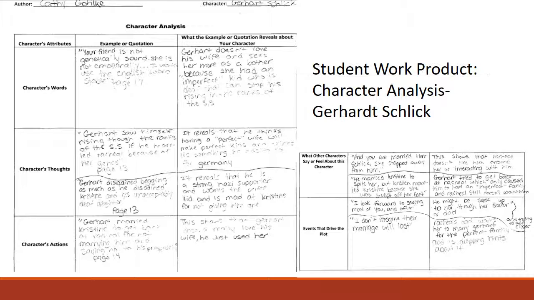And this is one of the final work products of the student that I have. And this is our character analysis of one of the main characters, Gerhard Schlick, and he is Amelie's father, who is an SS officer, and he does not like Amelie, as we've previously identified. He does not believe that he's done his duty to his country by having an imperfect child.